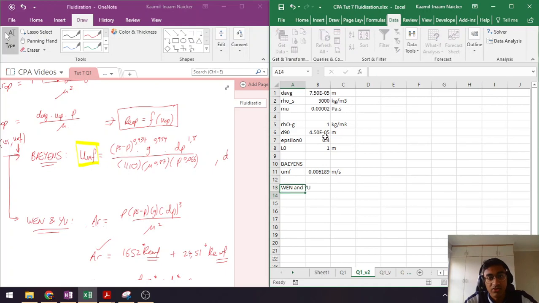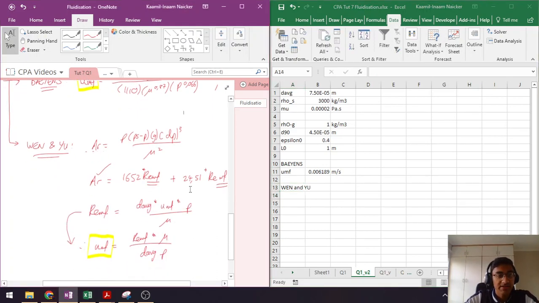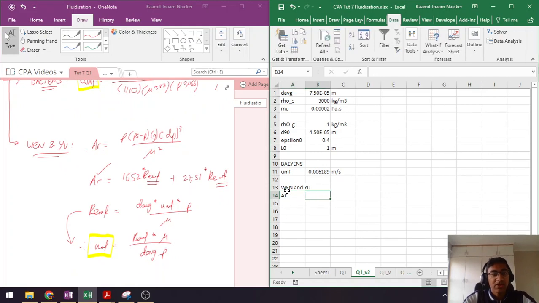Okay, now let's talk about Wen and Yu. So remember, the Wen and Yu was a bit more complex than this. So we're going to calculate the Archimedes number first. So the Archimedes number is equal to the density of the gas multiplied by density of the solid minus density of the gas multiplied by 9.81 multiplied by diameter average cubed divided by viscosity squared. Okay, so we've got the Archimedes number. Now for the Archimedes number, we'll need a guess for the Reynolds number at the minimum fluidization velocity. I'm just going to guess 1 here. Okay, now let's put it into my equation.